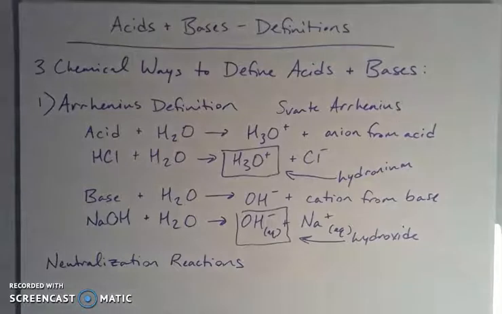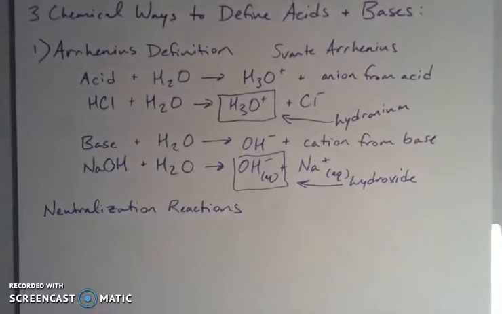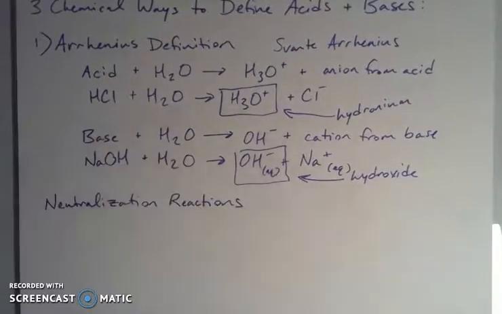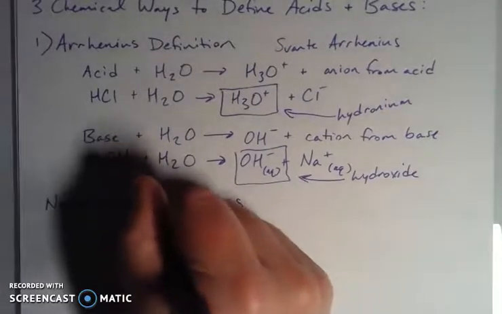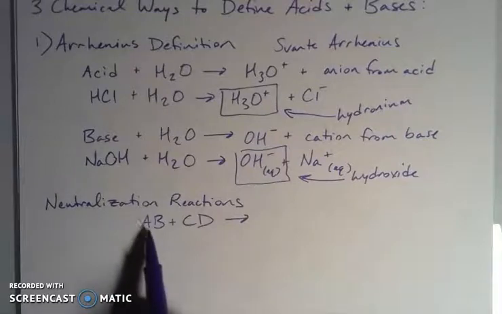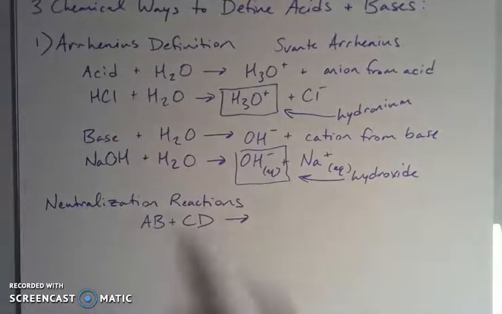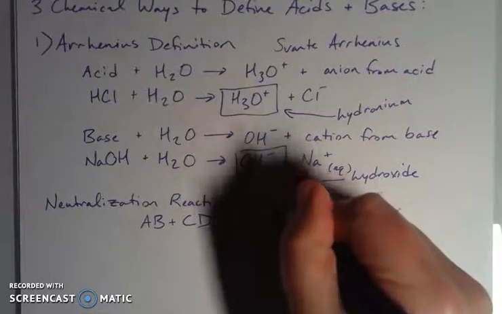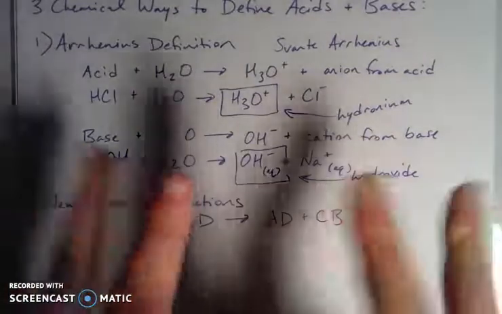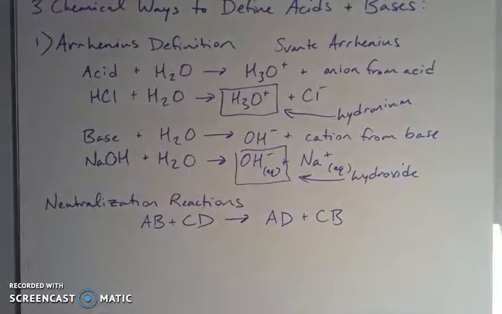Okay, so acids form hydronium, bases form hydroxide. And when we react an acid and a base together, they react in a neutralization reaction. And these neutralization reactions have that metathesis or double displacement type setup. So if AB is my acid and CD is my base, then I form AD and CB, right? It's that kind of double displacement. We rearrange our partners there.